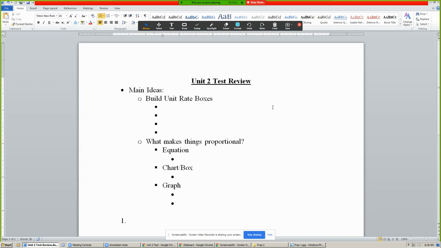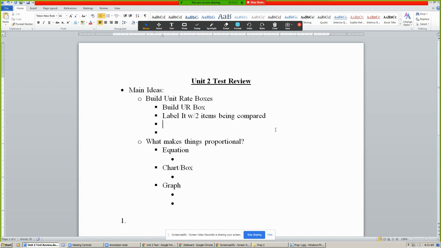I want you to remember our 4 steps with our unit rate boxes. We want to build a unit rate box. After we build it, we want to label it with our two items being compared. So if we're talking about someone making this much money per hour, our two labels are going to be hours and money.